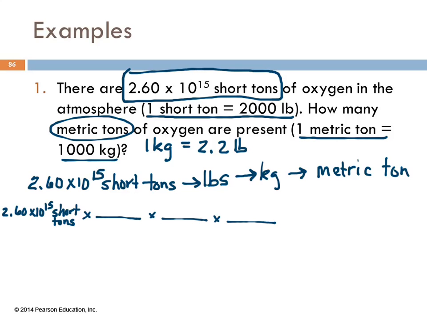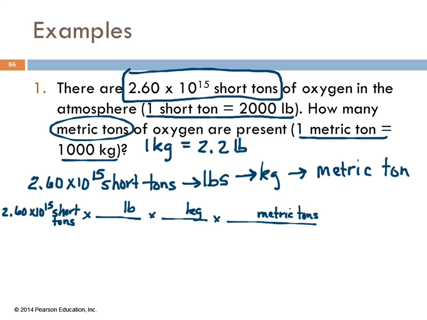Okay? So, short tons, pounds, kilograms, metric tons. That's where we're going. So each arrow is a conversion factor. It's a line. Short tons, pounds, kilograms, metric tons. The hard part really is figuring out the map, the path in the first place. Once you get that, it's a piece of cake. It's following a pattern.